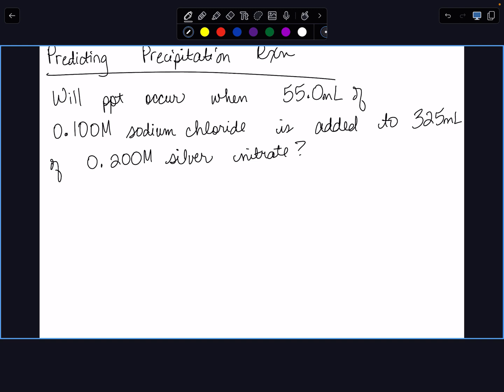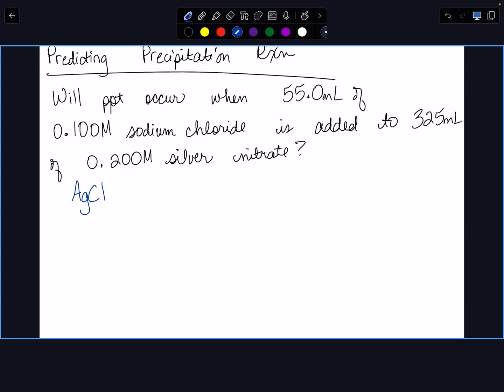Or silver chloride? Let me see if I can find you a copy. Okay, so y'all are looking for silver chloride and sodium nitrate. Only one of them's on there, and it is silver chloride. Okay, so when we say, will precipitation occur, we know we're looking for, will silver chloride precipitate?